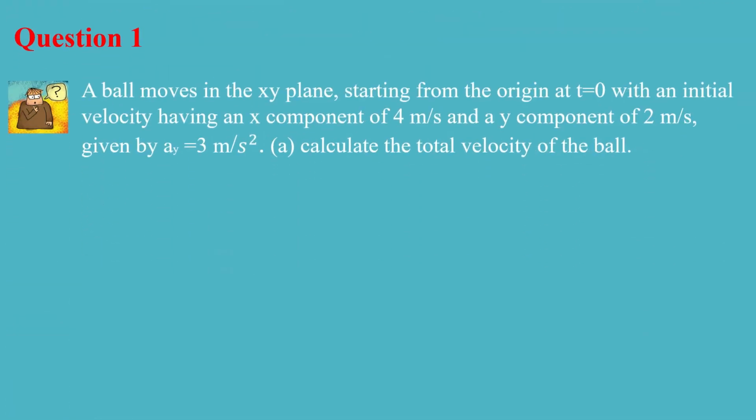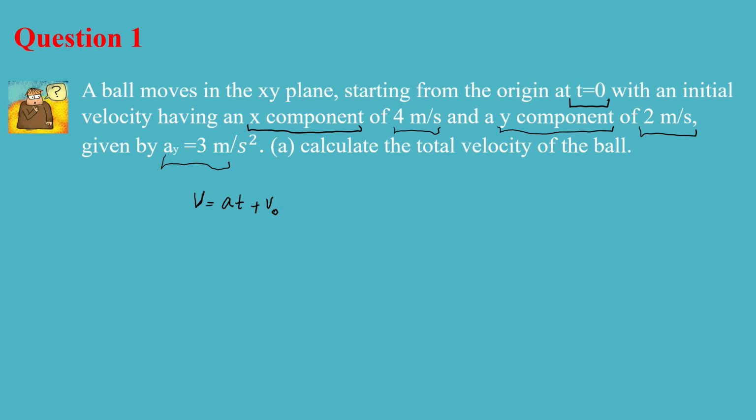So the parameters I have here are the initial time, which is t equal to 0, right? In the x component, the velocity is 4 meters per second. In the y component it is 2 meters per second, and in the y component the acceleration is equal to 3 meters per second squared. And we know that the velocity v is equal to a times t plus v naught, where a is the acceleration, t is time, and v naught is the initial velocity.